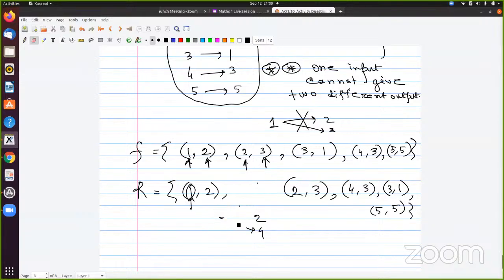If I remove this, then is it a function? Yes, sir. 1 is going to 2, 2 is going to 3, 3 is going to 1, 4 is going to 3, 5 is going to 5. So it is a function.